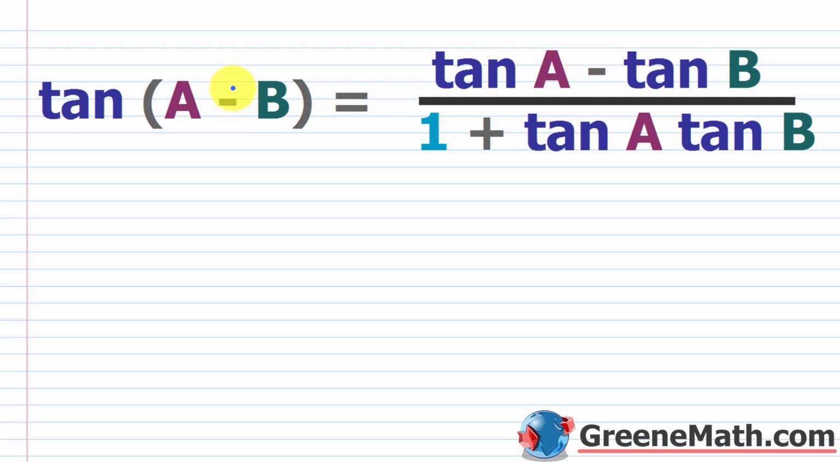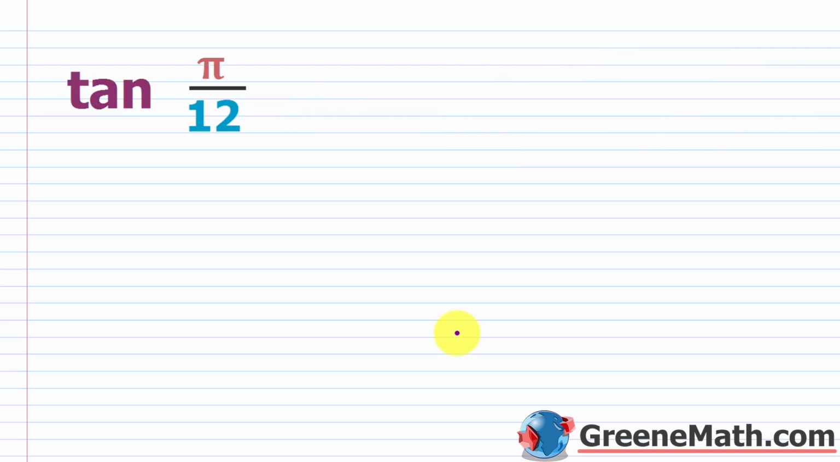So before, when this was plus and this was minus, now this is minus and this is plus. So again, just something you have to write down and keep practicing with, and you will commit it to memory. All right, let's take a look at an example with this.